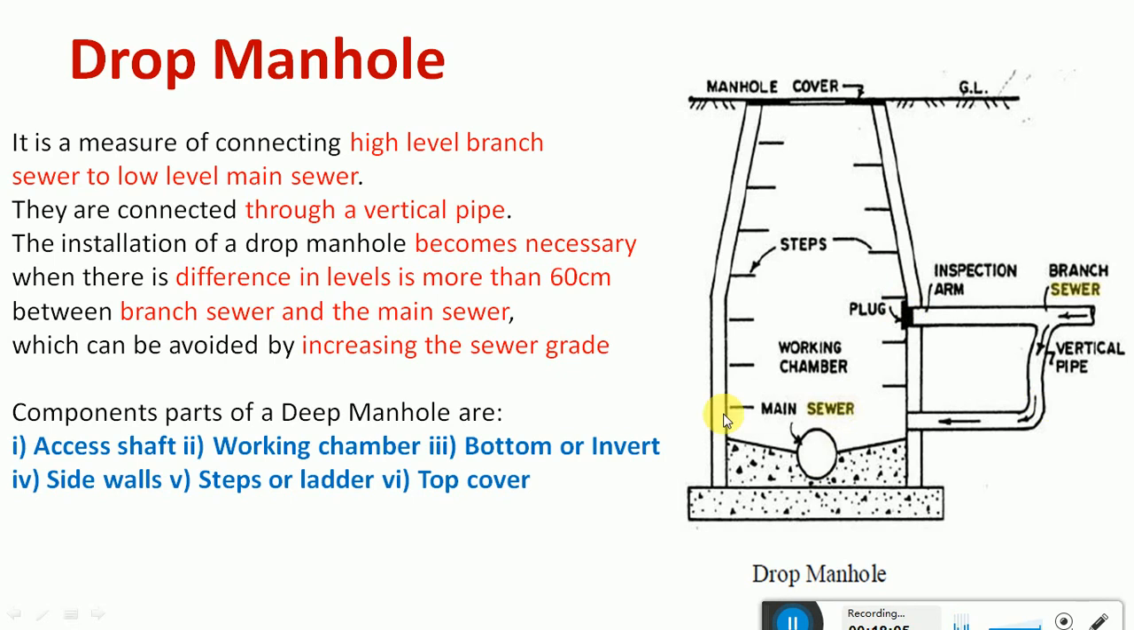Unlike the deep manhole, it has the parts shown here. This is the access shaft, provided to enter into the manhole. This is the working chamber, the area where a person can easily work, and this is the bottom or invert level of the sewer. Then we have these side walls, then steps or ladders to ascend or descend. Then we will have a cover at the top.